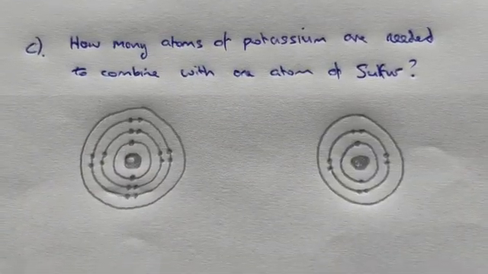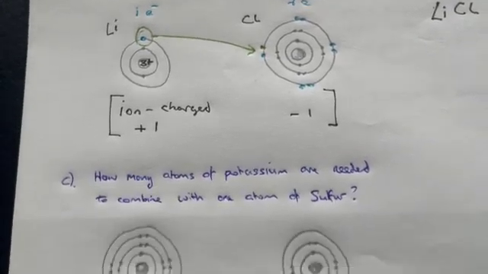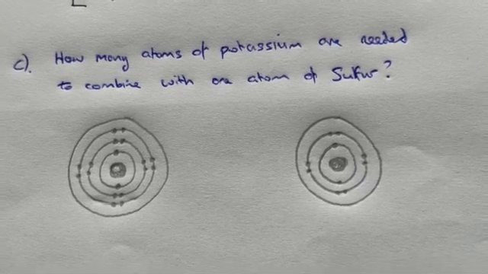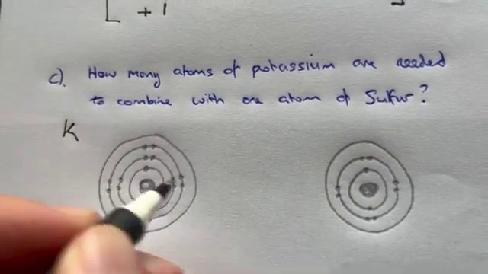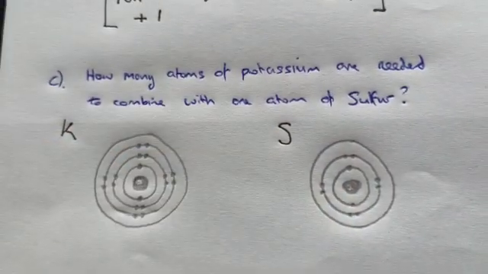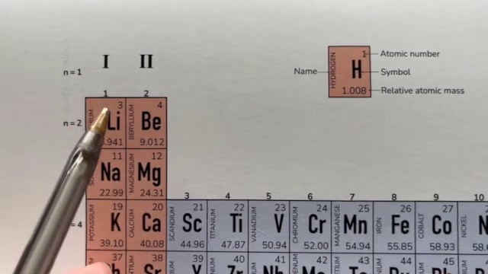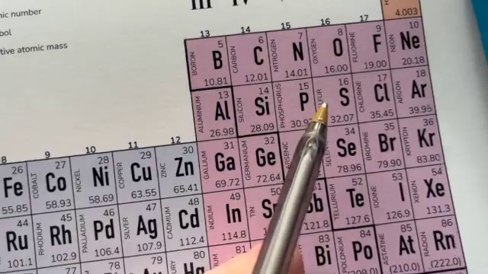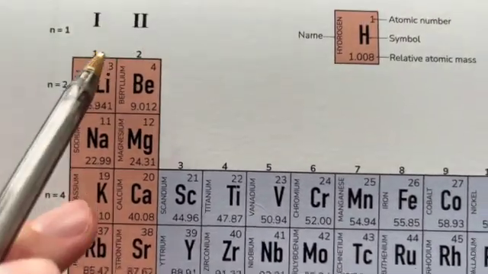Okay, I'm going to do question C because this is in the same format as question A, whereby we were asked how many atoms of potassium are needed to combine with one atom of sulfur. K is the symbol for potassium and S is the symbol for sulfur. Potassium and sulfur are not in the second period of the periodic table. This is my first period, second period, third period, where I find my sulfur, underneath oxygen.